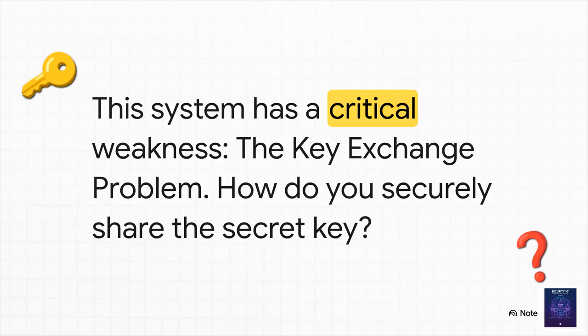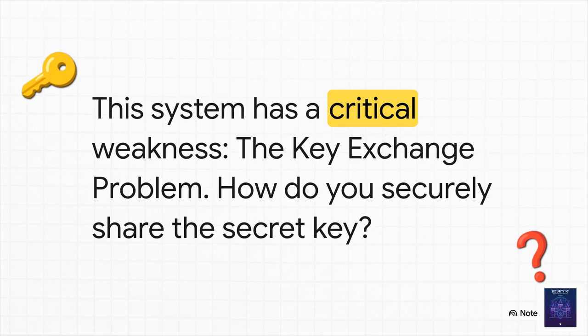So the encryption is super strong, unbreakable even. But there's a huge catch, a critical weakness. How do you and your friend get your identical keys in the first place? I mean, if you can just hand it to them in person, that's great. But what if they're on the other side of the world?